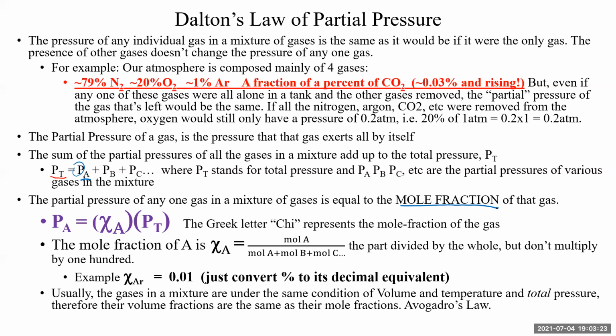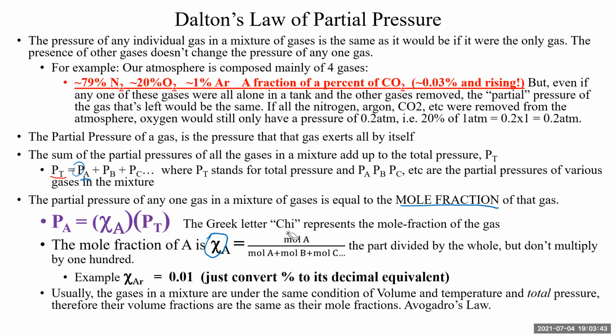So the mole fraction of a gas, say for example, gas A in a mixture of gases A, B, and C, is designated by the Greek letter chi, pronounced kai. It's not chi. Please don't pronounce it chi. It's chi.